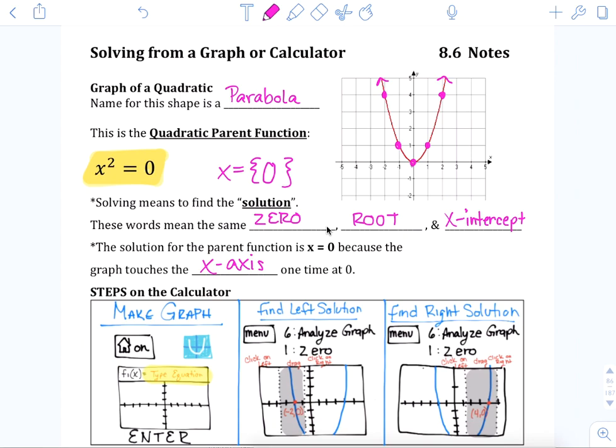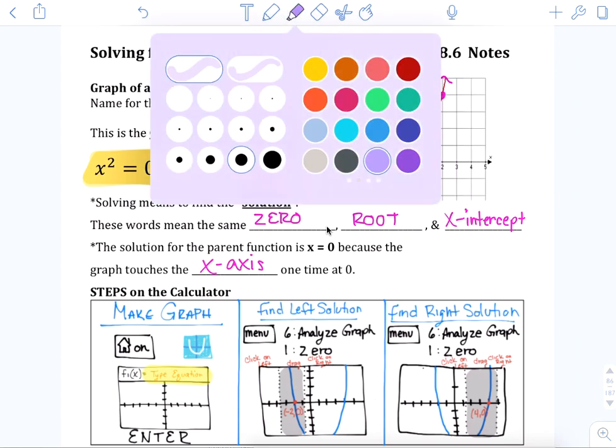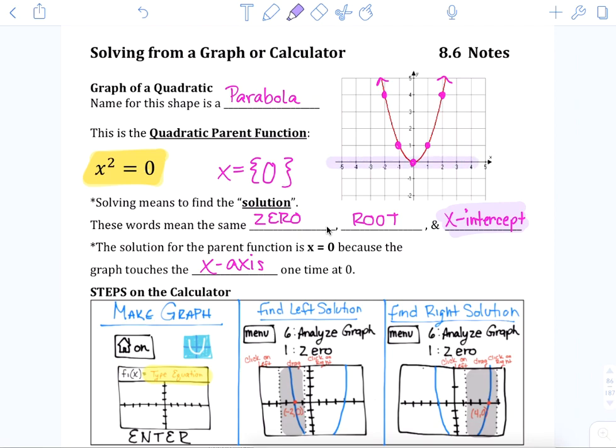Okay, let's talk about what our solutions or what our answers mean now. These three words, solutions, zeros, and roots, are all really fancy ways for asking you, where does this graph hit the x-axis? I'm going to highlight these. Let me try a different color. You are asking, where do I hit the x-axis? So in this problem, when I solved it for the parent function, I only got one answer. That's because I only hit the x-axis one time. I hit at this point 0. So whatever the number matches up with, that's where I'm hitting. Okay, let me go ahead and get rid of my highlighting.